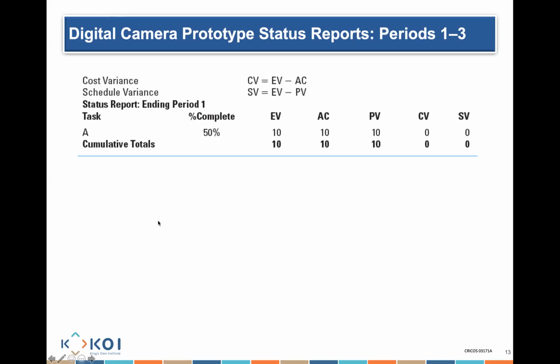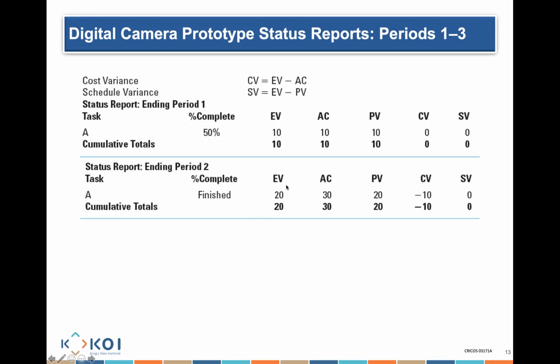Okay, if I go for period 2 and I say I've already done 100% worth of A, what would I have earned? 20. And what would my plan have been? 20 as well. So that's why I finished, which means 100%. I earned 20, and I was planned to earn also 20. I know that it cost me 30. That's given. So what can you do? Earned value minus actual cost equals minus 10, and earned value minus planned value equals 0.